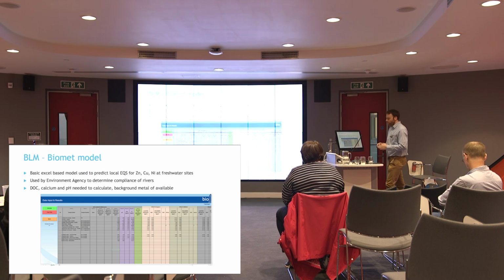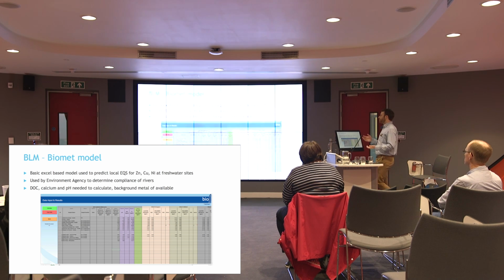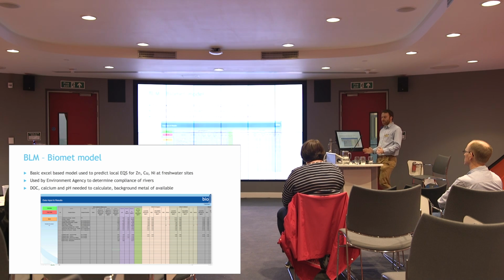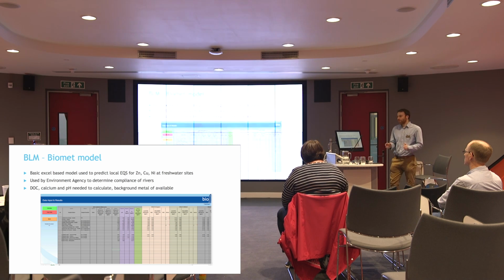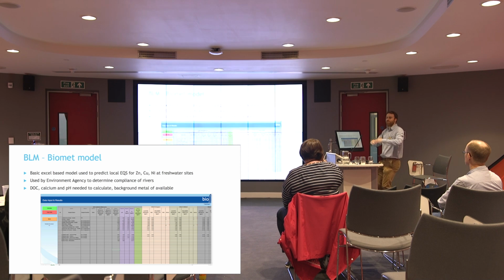So another model is called the BLM Biomet model. This model is a basic Excel-based model, like the diagram shows, and this is where it gets slightly confusing with environmental quality standards. In the marine environment, we have a set level for environmental quality standards, which anything above it exceeds. But in the freshwater environment, and don't ask me why this is the case, the level is calculated based on the geology, etc. So the dissolved organic carbon, the calcium, and the pH, and therefore this level can vary.